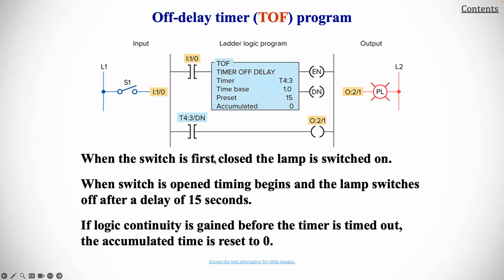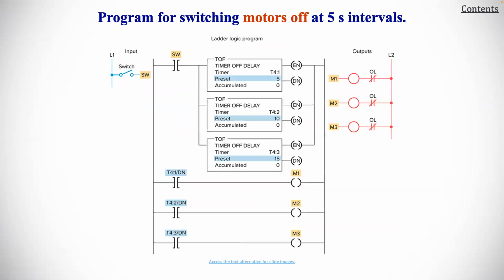When the switch is first closed, the lamp is switched on. When the switch is open, timing begins and the lamp switches off after a delay of 15 seconds. If logic continuity is gained before the timer has timed out, the accumulated time is reset to 0. Here is a program for switching monitors off at 5-second intervals.